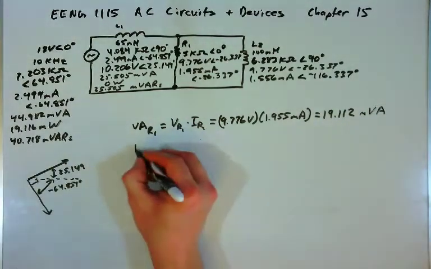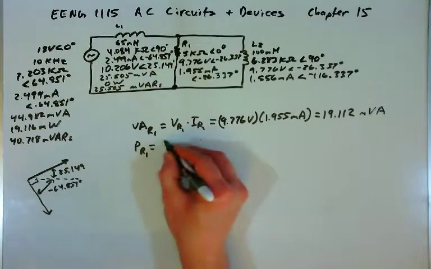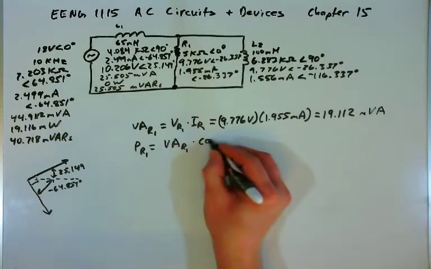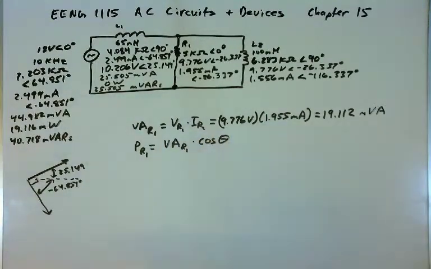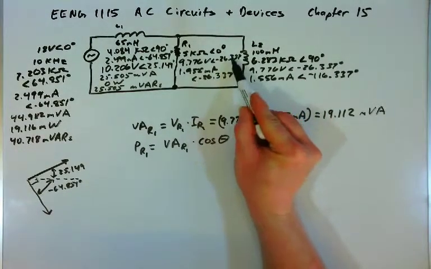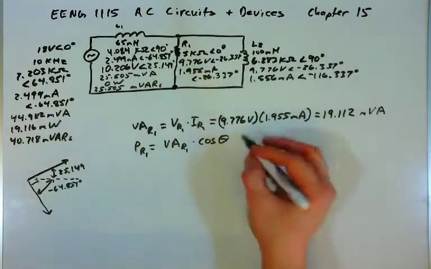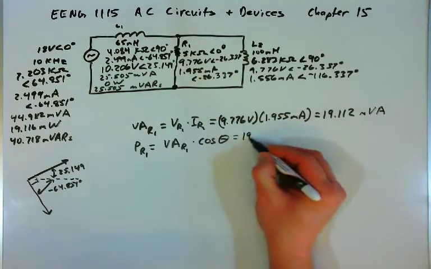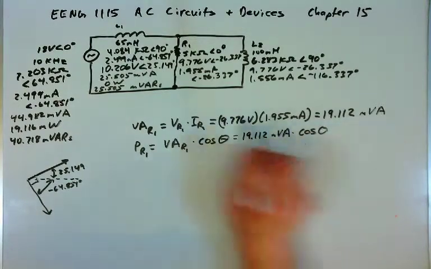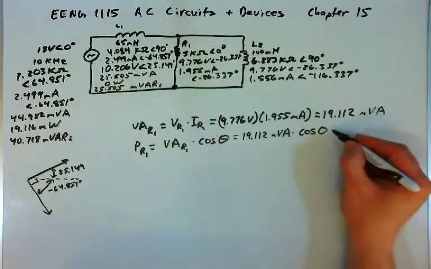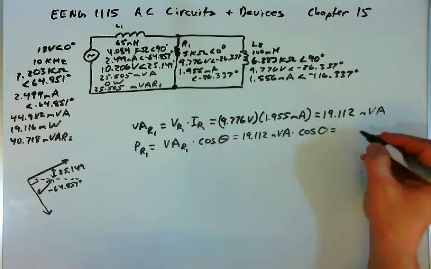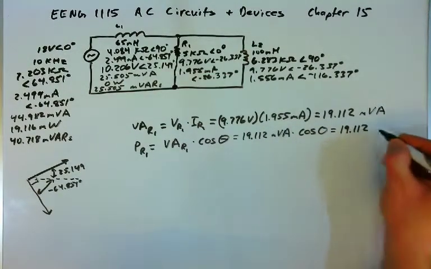Okay. Now we can find the power in R1 by multiplying the volt amps of R1 times the cosine of the absolute value of the angle between the voltage and the current. You can see that the voltage and the current have the same angle, so there's no angle between them. The angle is 0. And so we will multiply the volt-amps, which is 19.112 millivolt amps, times the cosine of 0. Again, there's no difference in the angles between them here. The cosine of 0 is 1, and so 1 times 19.112 is 19.112.